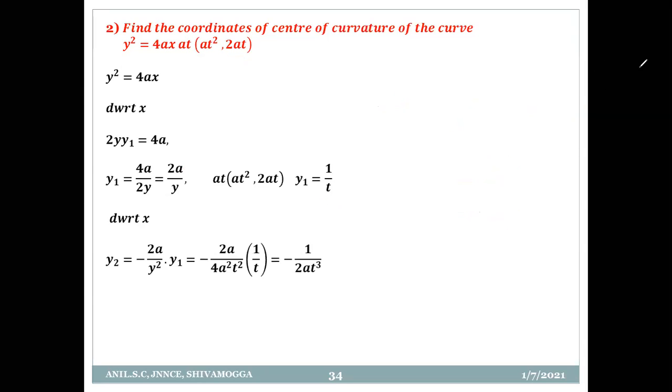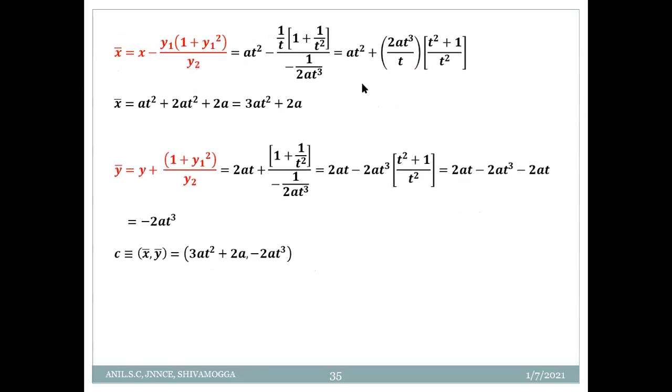Now we find the coordinates of center of curvature, x bar and y bar. First let's take up this x bar. x bar is given by x minus y1 into 1 plus y1 square divided by y2. x is at square. It is the point at which the center of curvature is determined, that is, at square comma 2at. This is the point.